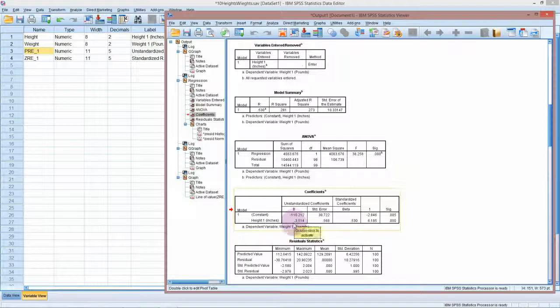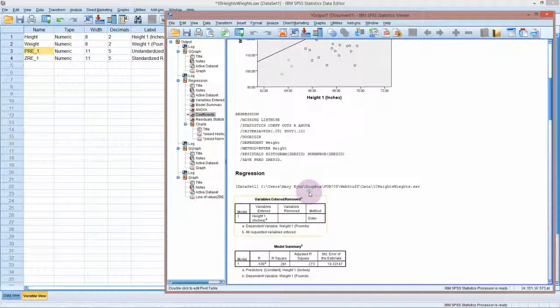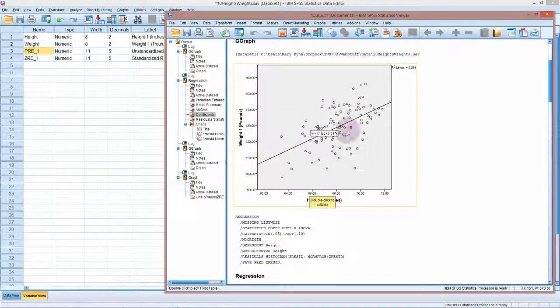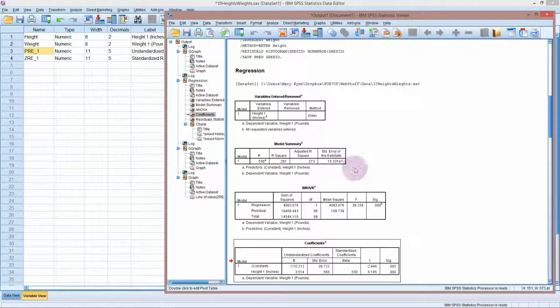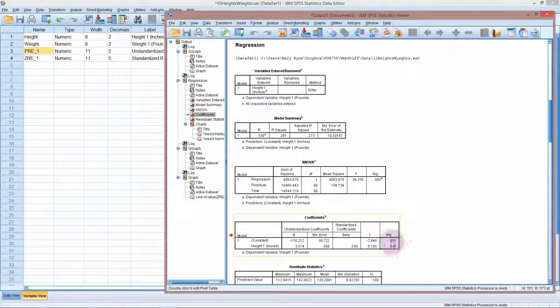So the hypothesis that's being tested here is that this coefficient is actually 0. Now if the coefficient for height is 0, that is equivalent to saying that there is no relationship between weight and height. That's equivalent to saying that the line is actually flat, and it doesn't matter what height you are, you still could have any weight. So that's a no relationship hypothesis. Now we have a very small p-value, so we have very strong evidence against that hypothesis, and therefore we can assume that there is a relationship between height and weight.